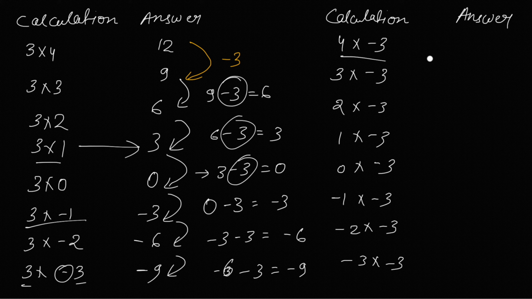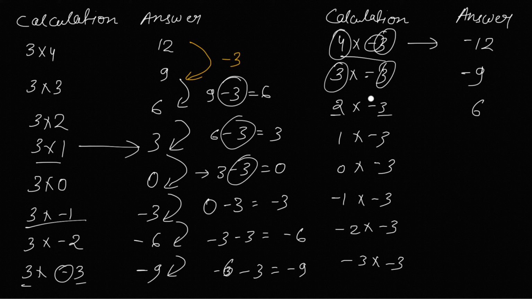4 multiplication minus 3, 4 times 3 is 12, and there is a negative sign, just put the negative sign. 3 times 3 is 9, and there is a negative sign, just put the negative sign. 2 times 3 is 6, there is a negative sign, put that negative sign. 1 times 3 is 3, and there is a negative sign. Here 0 is neither a positive number nor a negative number, so you can put 0 simply.